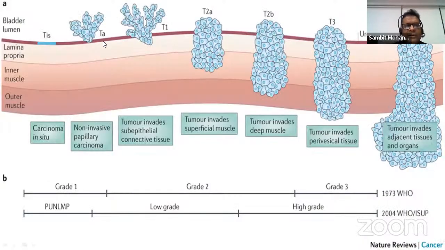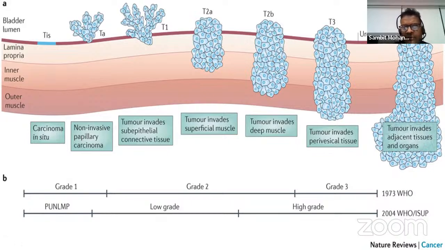I think Sangeeta has already shown you this during her lecture at the APCON in Rourkela, sorry. This is the TIS, carcinoma in situ. This is the Ta, which is going towards the lumen, but no invasion. Getting to the lamina propria is T1. Into the inner muscle is T2a. This is T2b. Then getting out into the perivesical tissue is T3. And adjacent organ or beyond is T4.